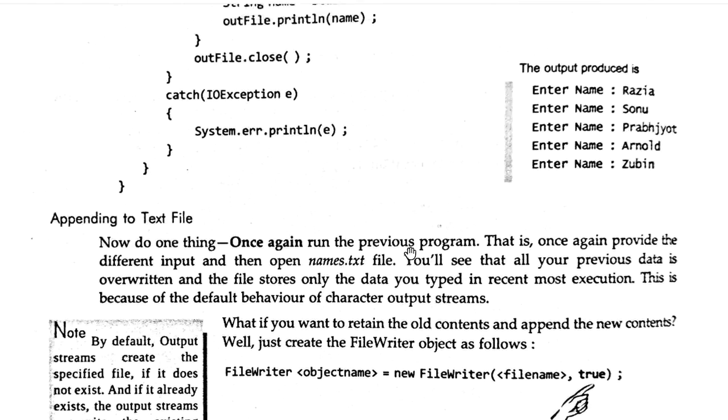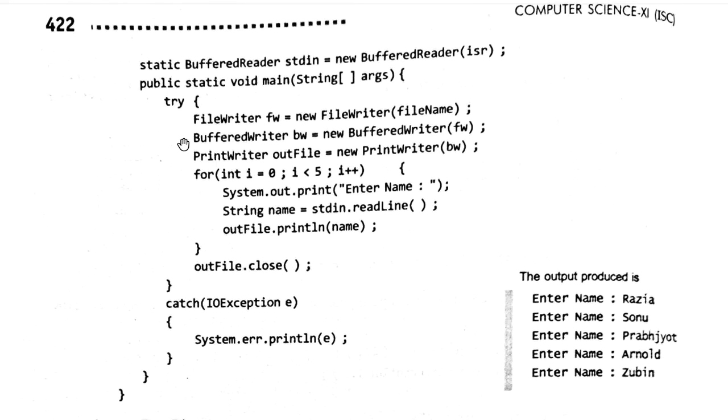Then appending text. Now in this case, every time this object is created, for the file name which has been passed, it will check whether the file is present or not. If the file does not exist, it will create the file by that name, and if the file is present, it will overwrite the file. That means the existing contents will be removed and the new contents will be written.